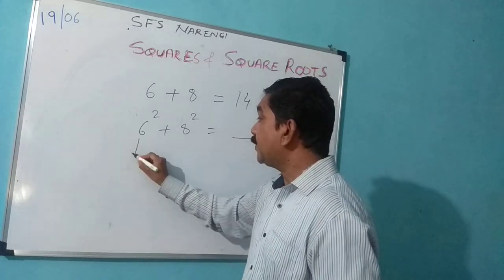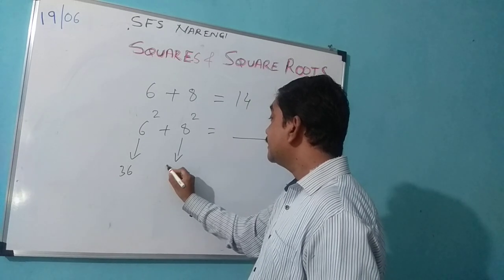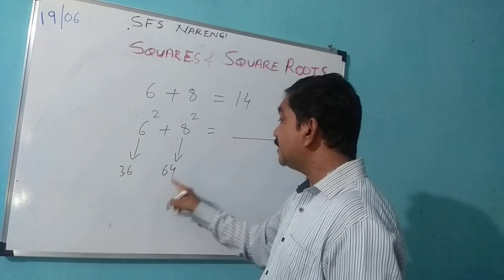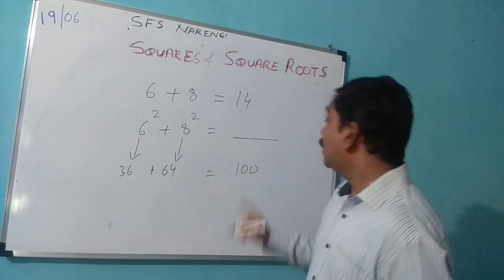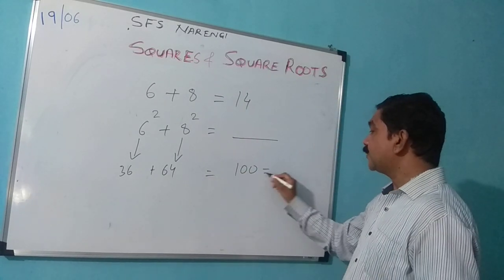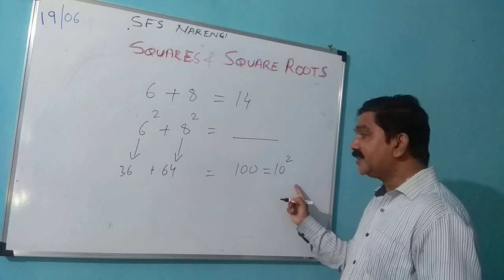Now if I do 6 square, I get 36. But if I do 8 square, I get 64. When I add these two, what will I get? I will get 100. Now what is 100? 100 is 10 square. Yes or no? Because 10 into 10 is 100.